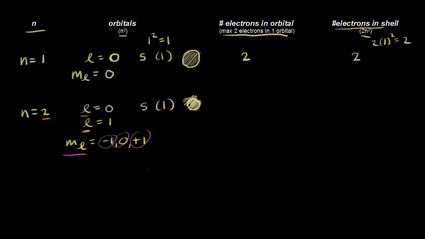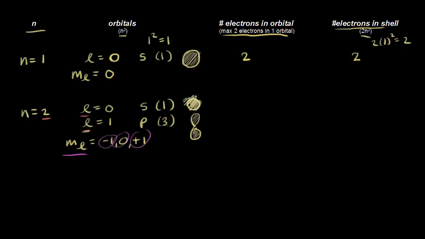Right? And we talked about L is equal to 1 is referring to a p orbital, which is shaped like a dumbbell. So we have 3 different orientations. We have 3 different p orbitals in the second energy level, right? One of them goes along the x-axis, one of them the y, and one of them the z. So we talked about this in the previous video. All right, so a total of 3 p orbitals here.